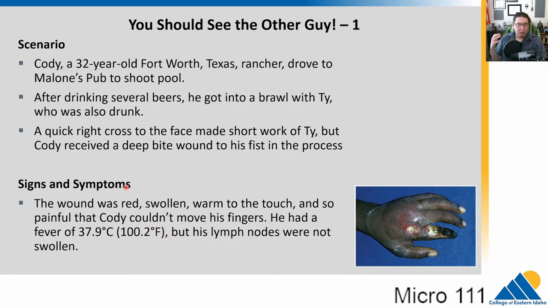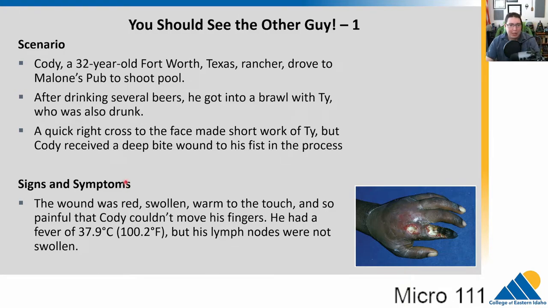So as always, let's start with a case study. This one, we have an individual, Cody. He's 32. He's from Fort Worth, Texas. Goes into town, shoots some pool at the local bar. And after a few drinks, got into a little scuffle with his buddy Ty, who was also drunk. So as happens, when you drink too much, sometimes you get into it with some people, right? Hopefully you're not doing this on the regular, but it happens, right?